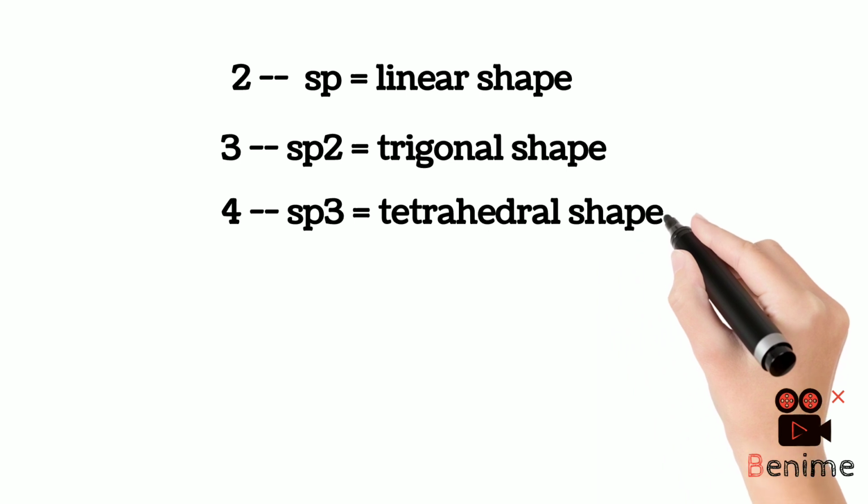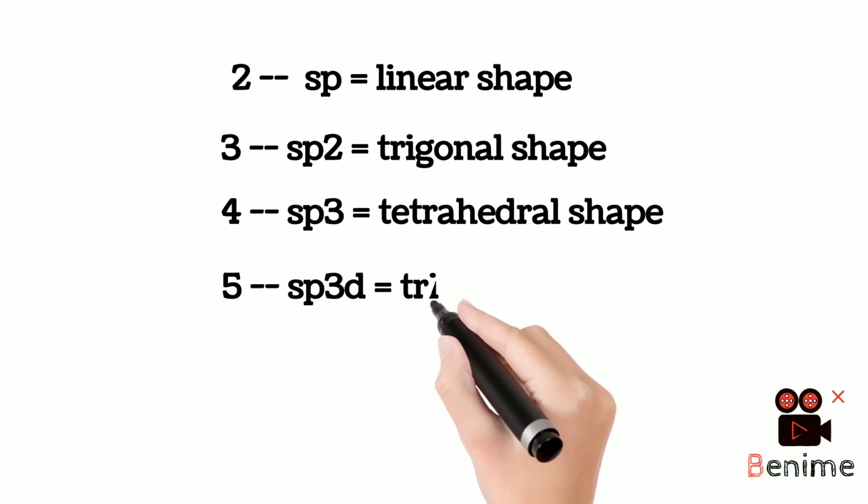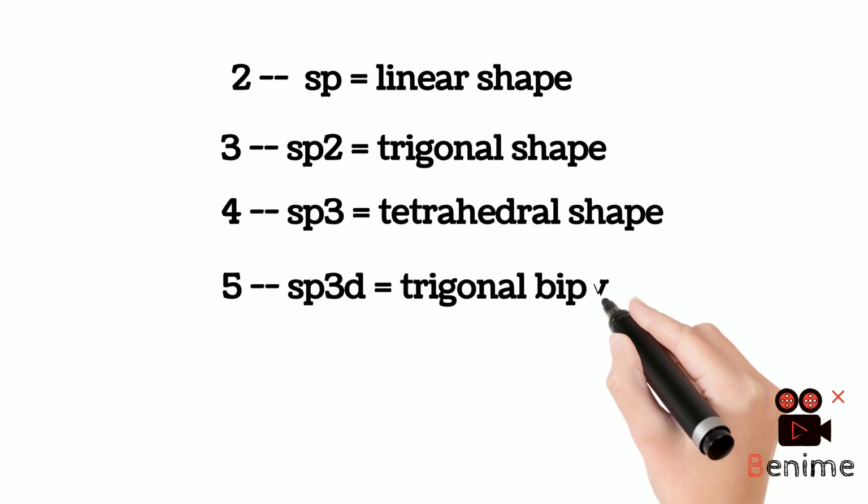If there are five orbitals, one is s, three are p and one is d hybrid orbitals. Then its geometric shape will be trigonal bipyramidal.